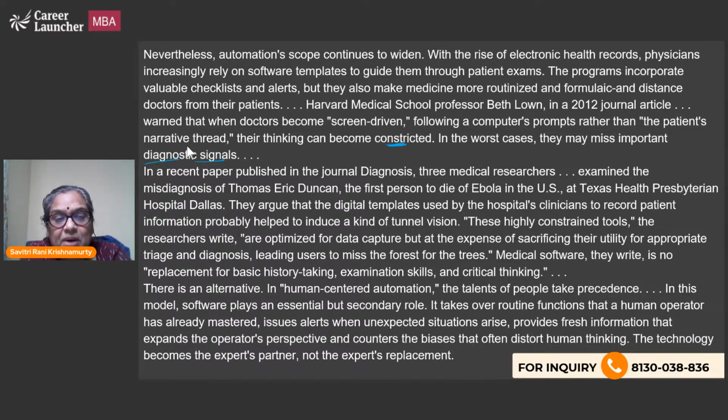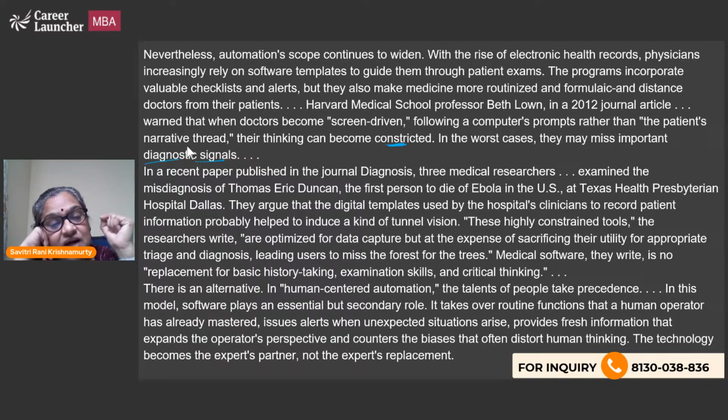In a recent paper published in the journal Diagnosis, three medical researchers examined the misdiagnosis of Thomas Eric Duncan, the first person to die of Ebola in the US, at the Texas Health Presbyterian Hospital, Dallas. They argue that the digital templates used by the hospital's clinicians to record patient information probably helped to induce a kind of tunnel vision. Thomas Eric Duncan was the first person to die of Ebola in the US. They did not diagnose it as Ebola.